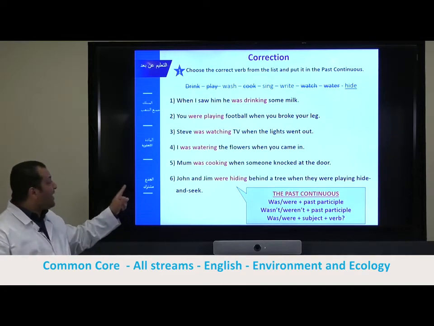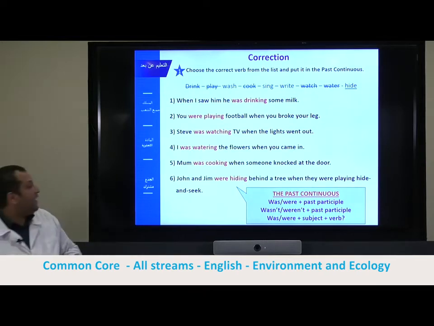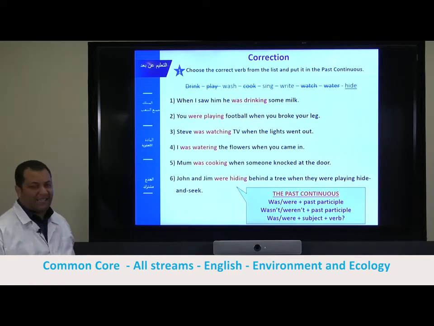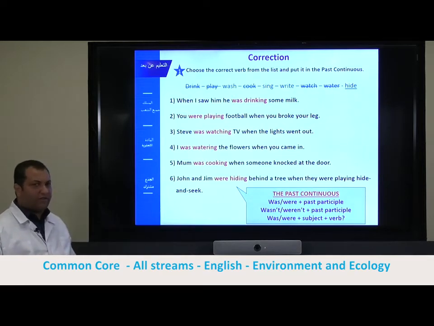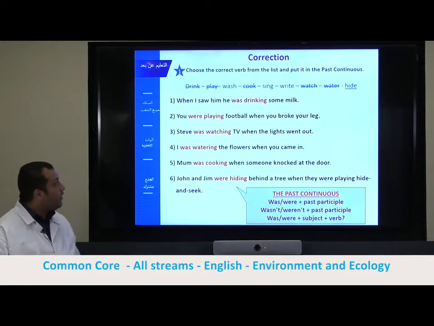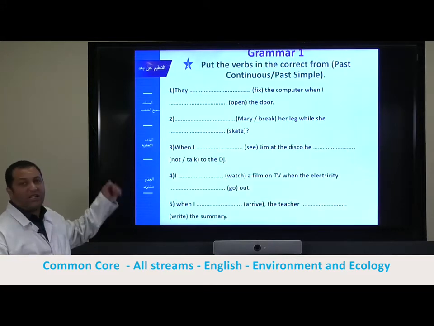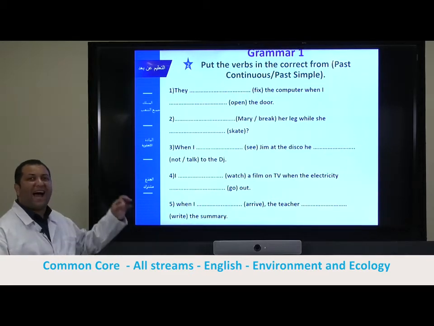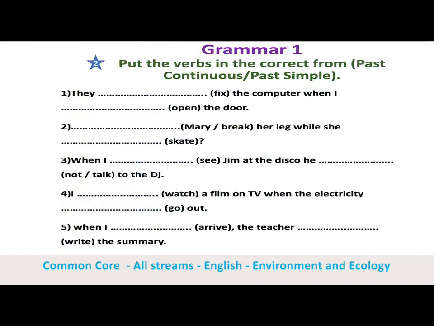Number 6, John and Jim were hiding behind a tree when they were playing hide and seek. And here is a review of the rules in front of you. Now, let's move on to the second exercise. Put the verbs in the correct form. Either you use past continuous or past simple.